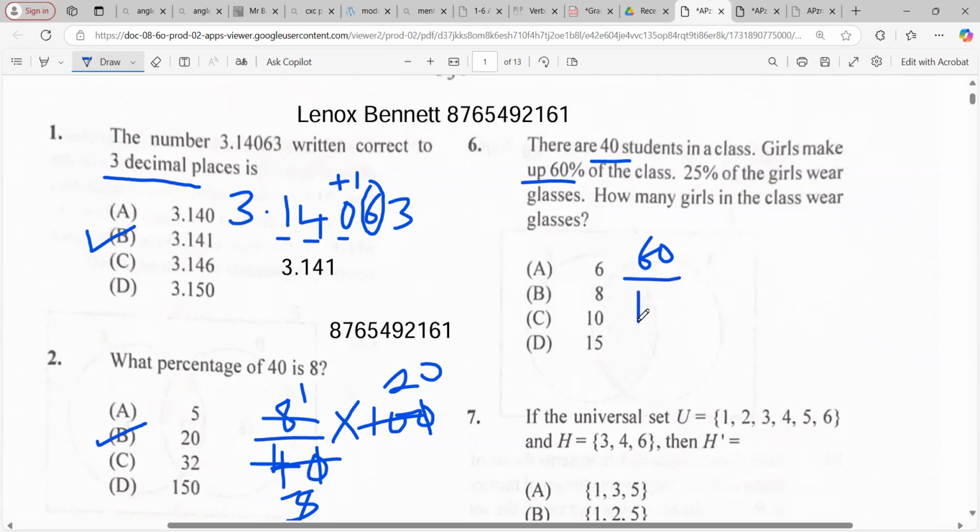So it will be 60% of the 40. You remember, 60% of the 40.